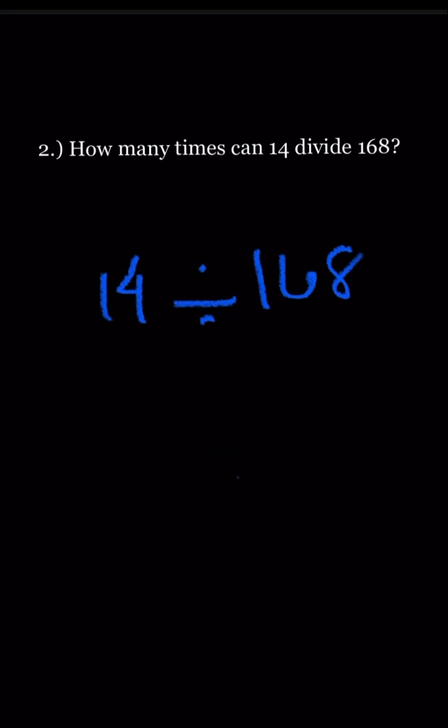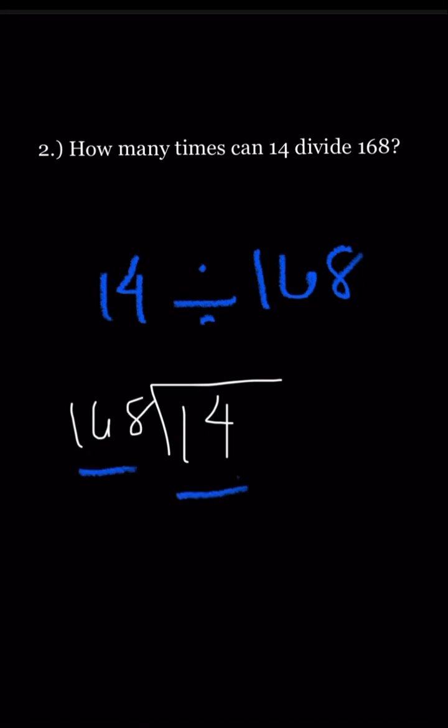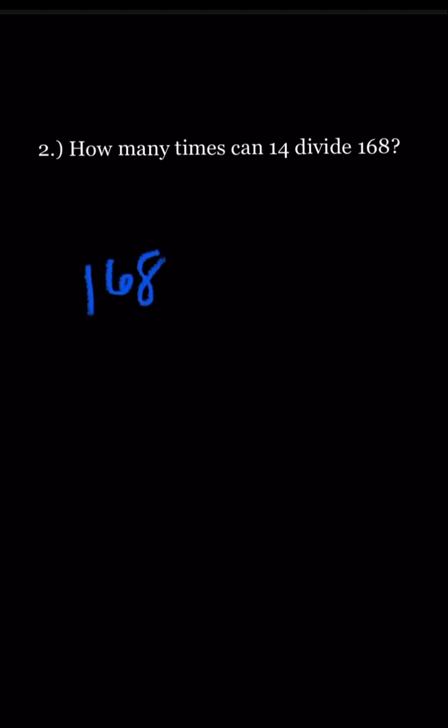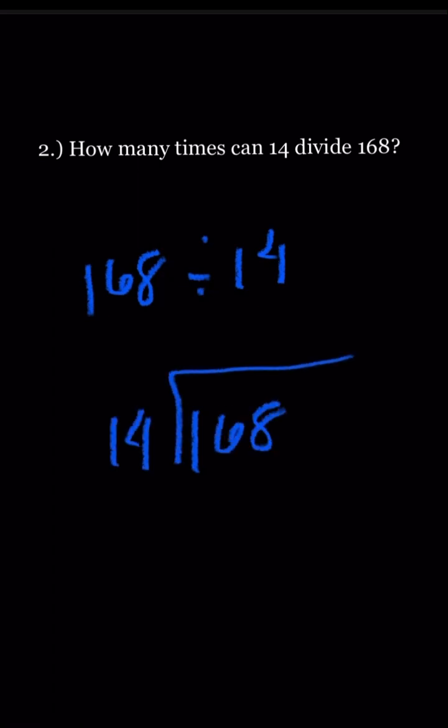If we're going to solve this one, we have 14 and our divisor is 168. Now 14 divided by 168 cannot be. Meaning to say, it won't make any sense. So this is wrong. The right order should be 168 divided by 14. So now we can solve this item. We have 168 divided by 14.